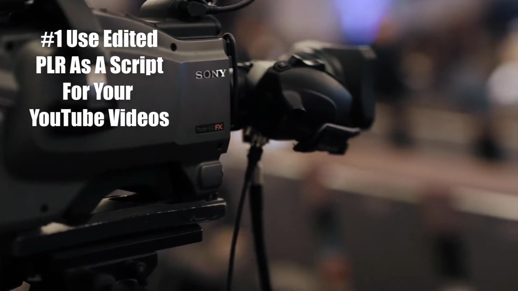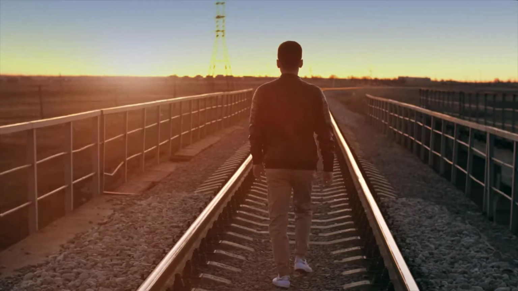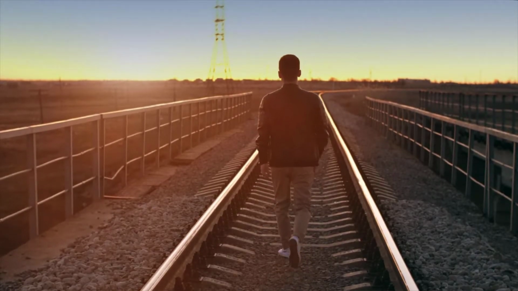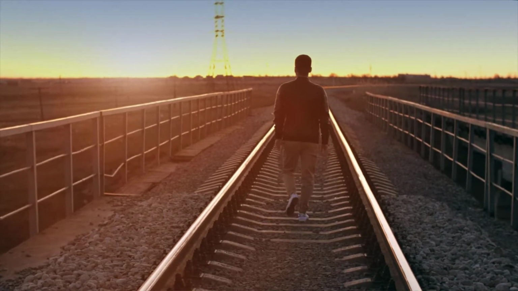How you can repurpose number 1. You can use edited sections of your PLR ebook as a script for your YouTube videos. Now, even if you're the sort of person who doesn't like to use scripts, I'm one of those people. It's good to have them down as points so you can use them as an overview, but what you can do is have a bullet point outline. By having the outline, it keeps you on track and allows you to get all your content out there without losing track of what you're meant to be doing.